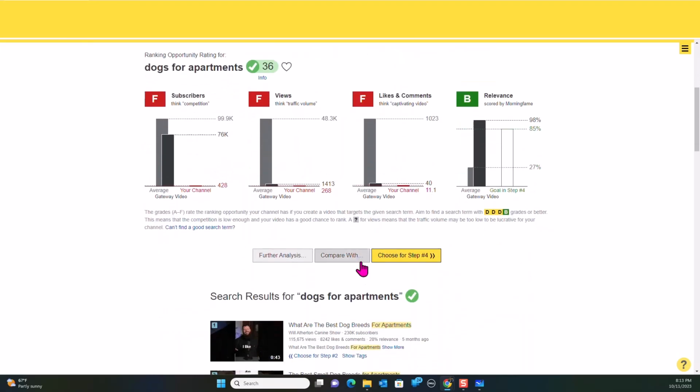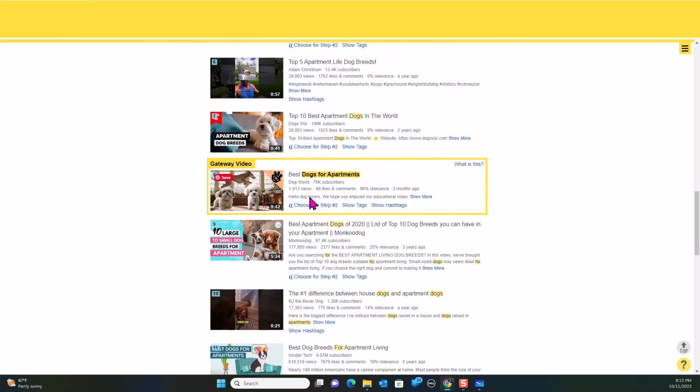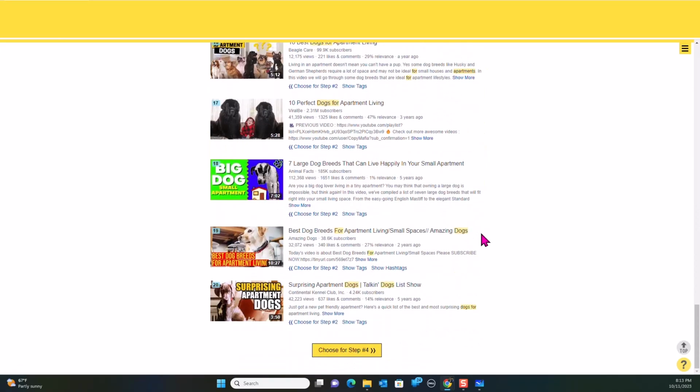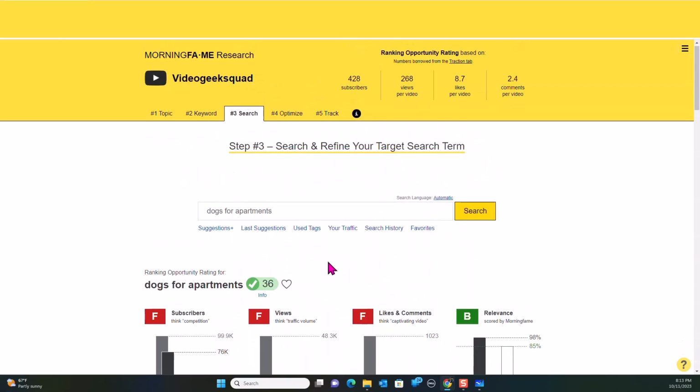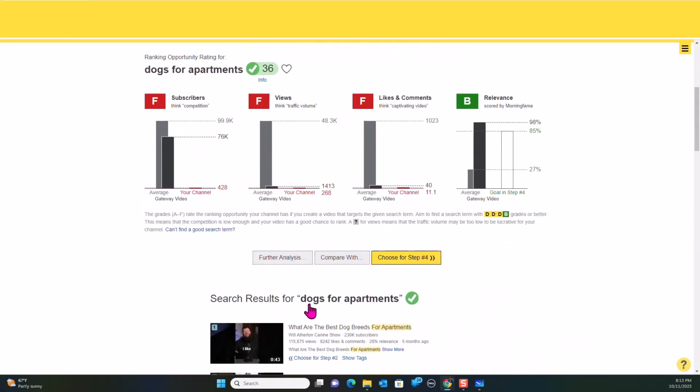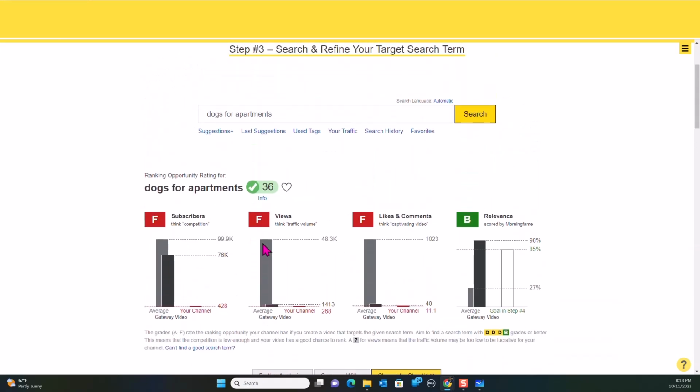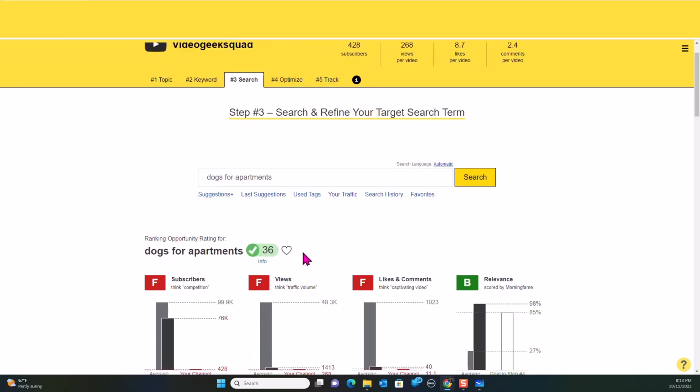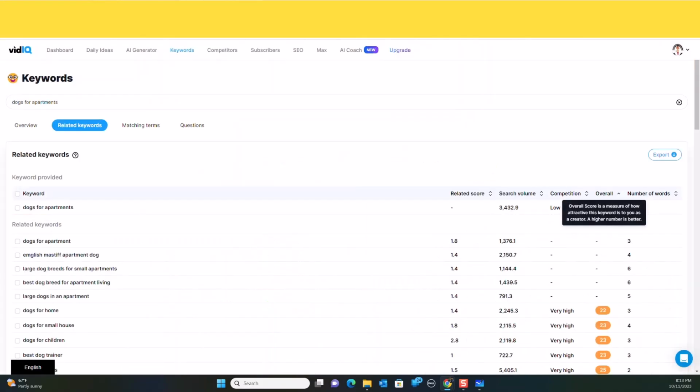And so it'll also give you a gateway video that you can try and knock out of the spot. And what I love about it is if you choose this for step 4, you can actually see the thumbnails and so forth. And so it makes it really good. So if we found a good one, we would be able to heart it and move on.